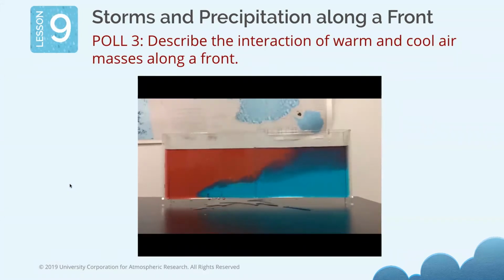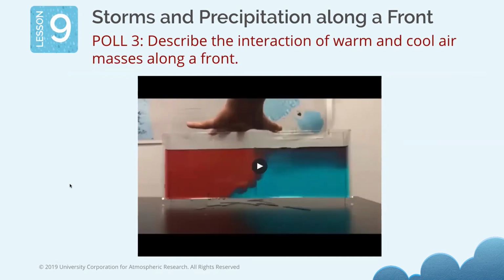So this is our third poll question to describe the interaction of warm and cool air masses along the front. What's really happening when cold air and warm air meet?